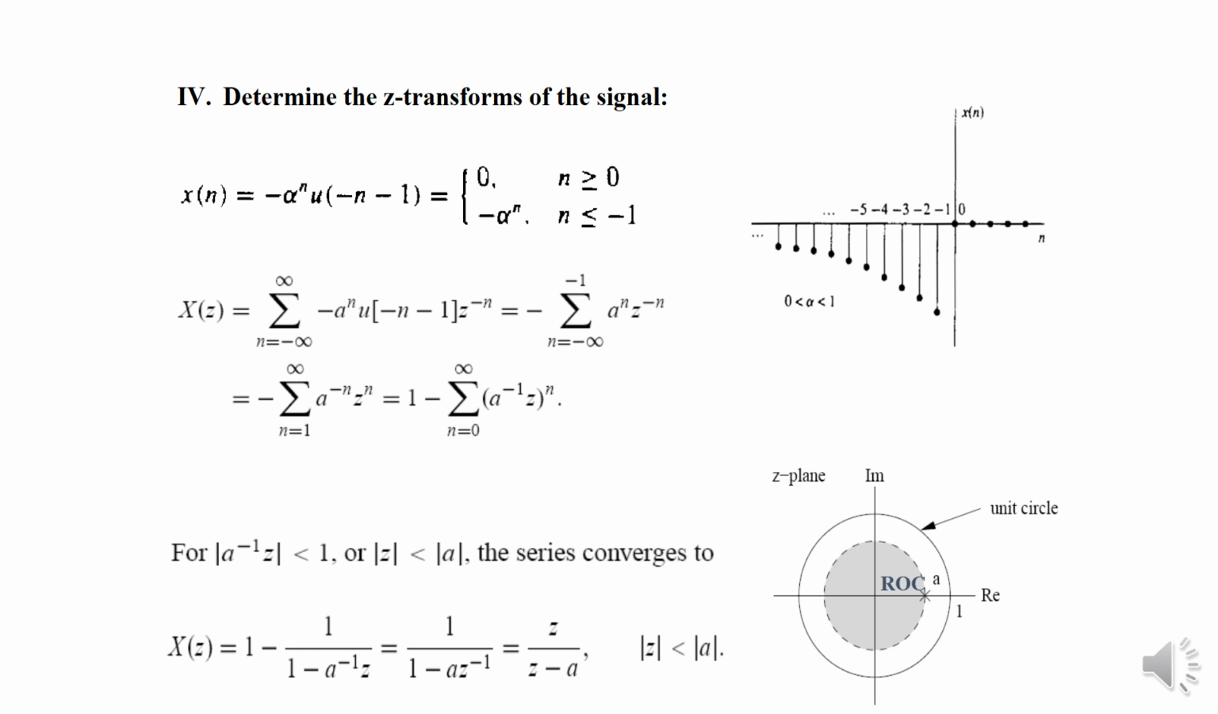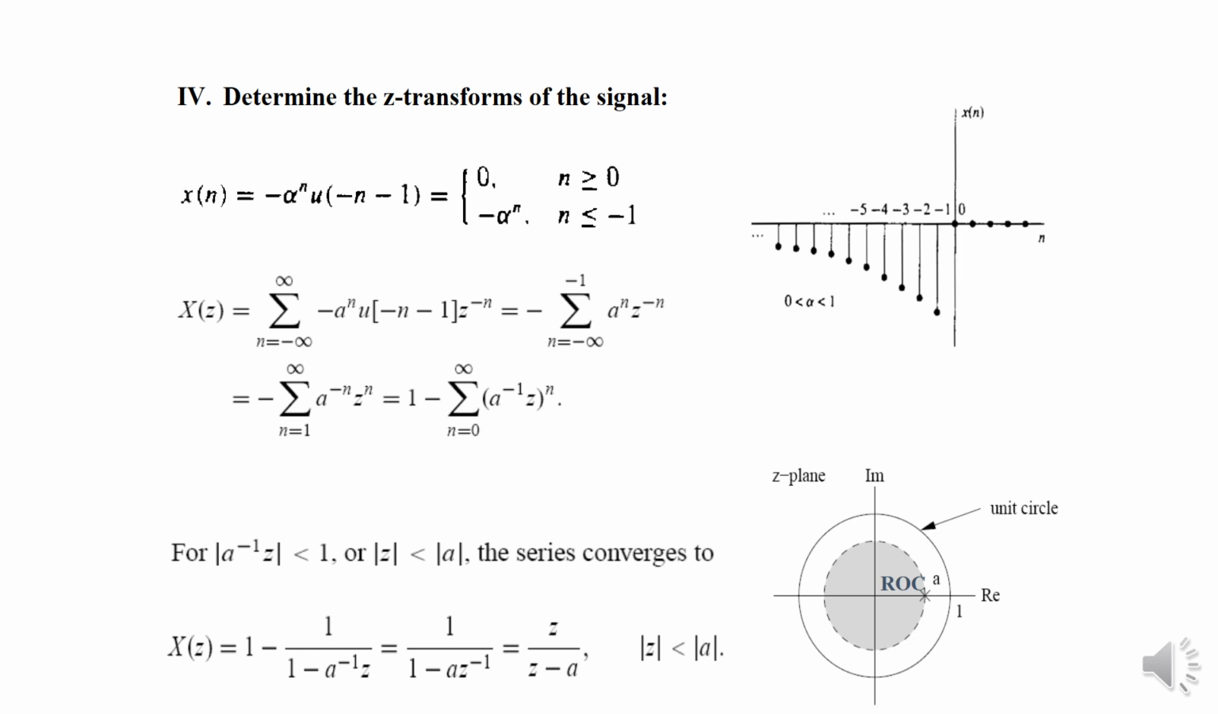Then we can write the summation as 1 over 1 minus a to the power minus 1 z, when the magnitude of a to the power minus 1 z is less than 1. That means when magnitude of z is less than magnitude of a. Therefore X(z) equals 1 minus 1 over 1 minus a to the power minus 1 z. Then when we simplify, we get X(z) equal to z over z minus a, and the region of convergence is magnitude of z less than magnitude of a.